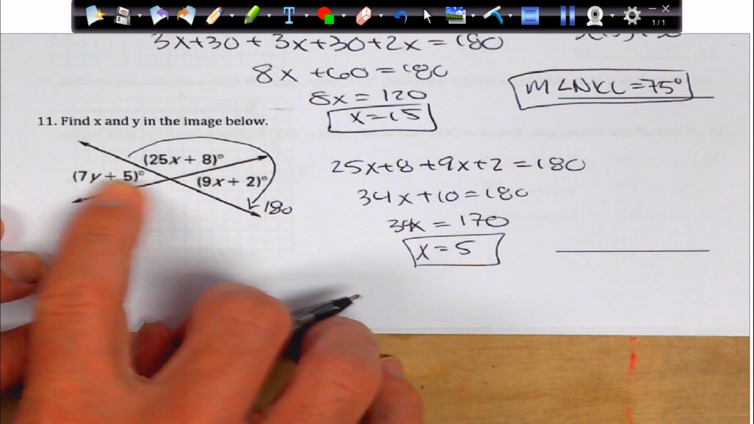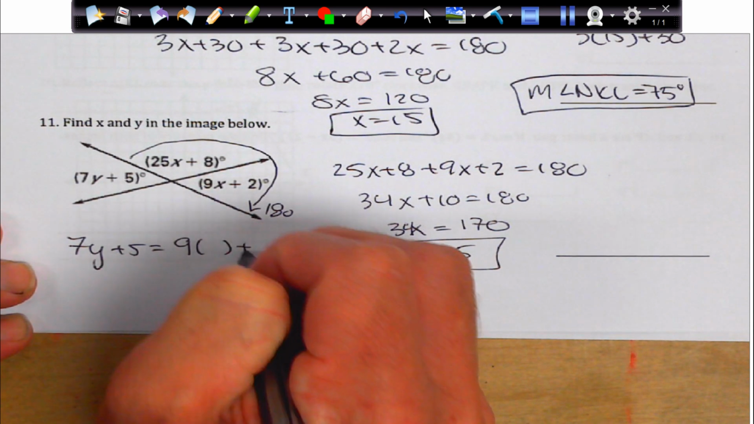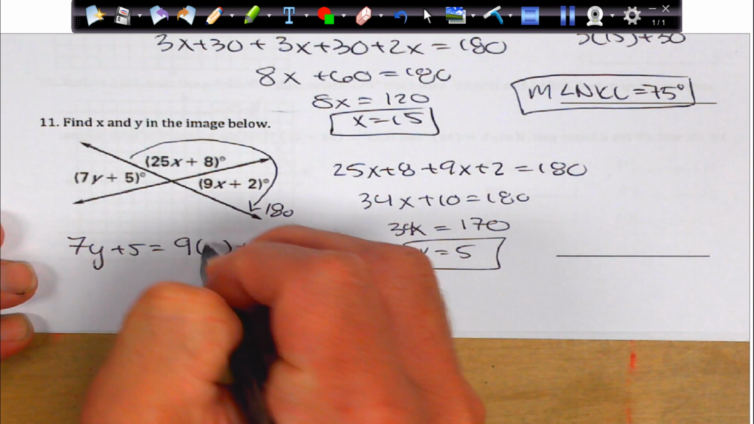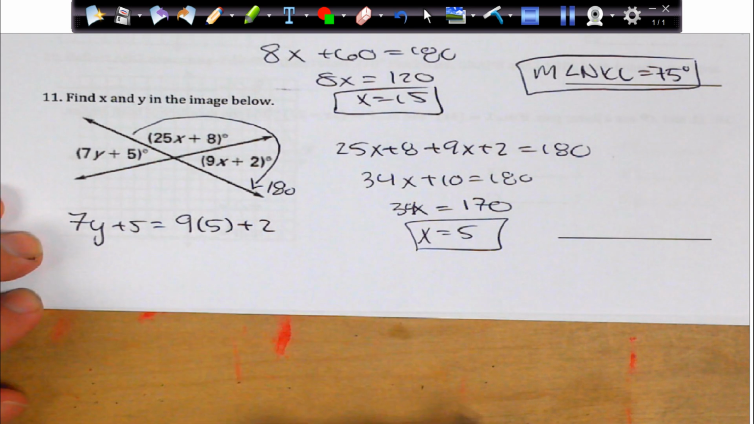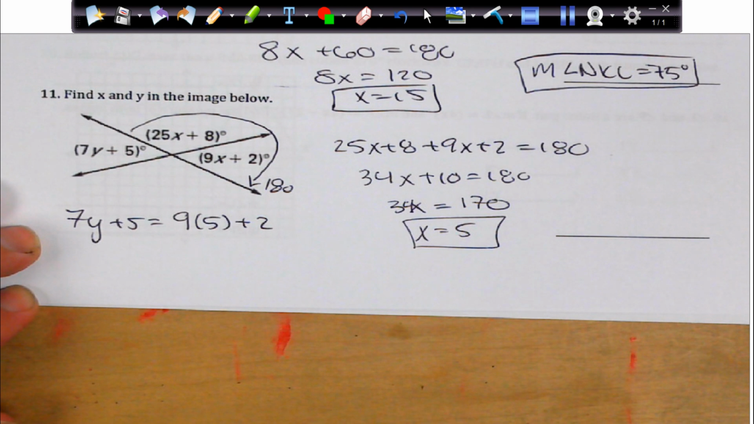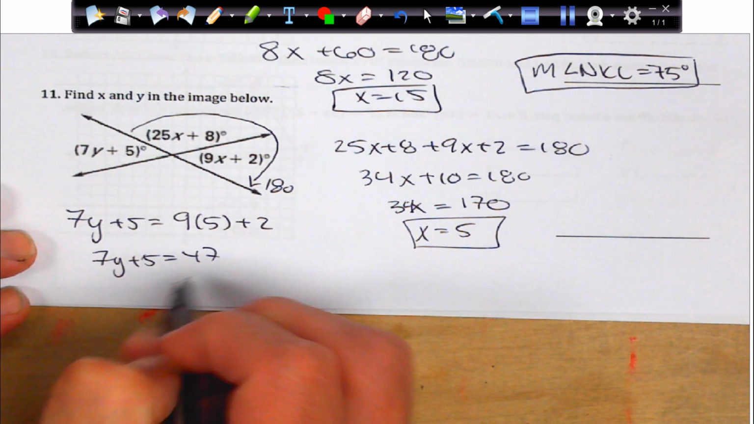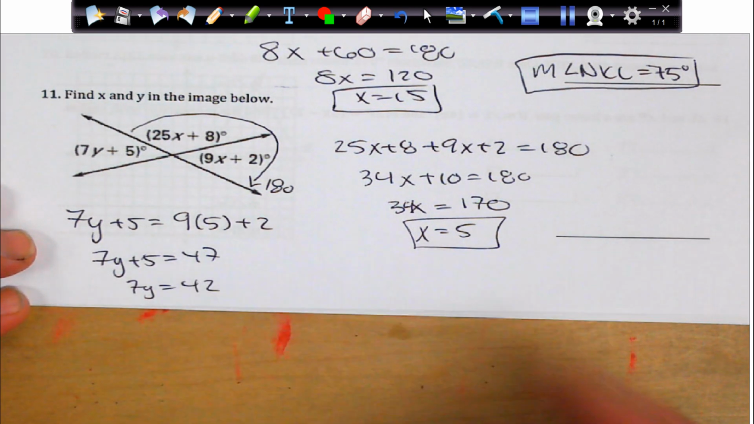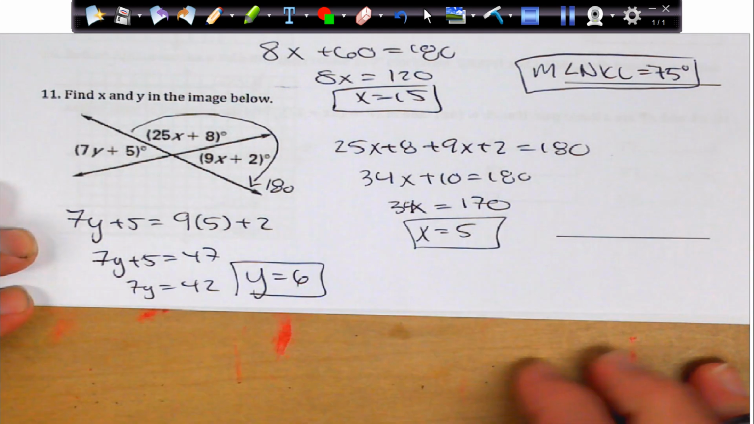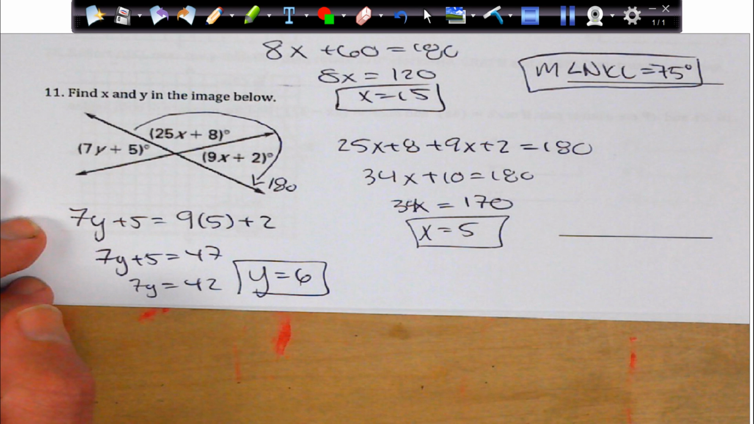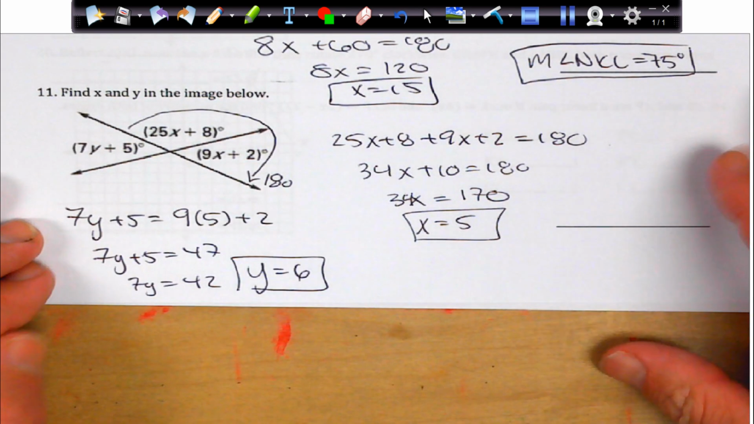Now, I want to set these two equal to each other, so I'm going to get 7y plus 5 equals 9x plus 2, but I know what x is now, so I'm going to plug in 5, because those are vertical, so we should be able to set them equal to each other. So 9 times 5 is going to be 45, plus 2, which is going to give me 47. So we get 7y plus 5 equals 47. I'm going to subtract the 5 to give me 42, and then 42 divided by 7 is going to give me y equals 6. All right, so I had to kind of solve the x first before I can solve for y. But again, I'm just using principles of linear pair, vertical angles, and then some algebra.